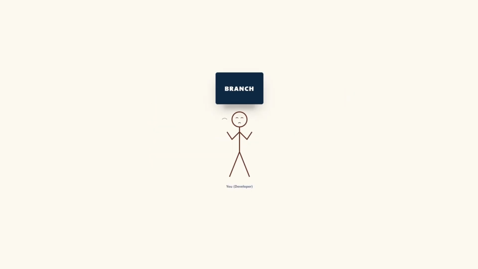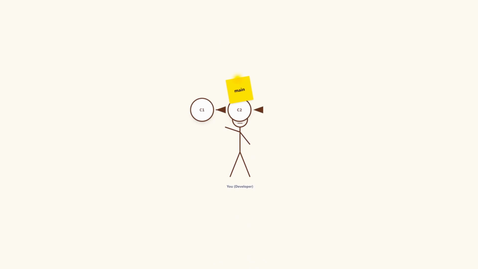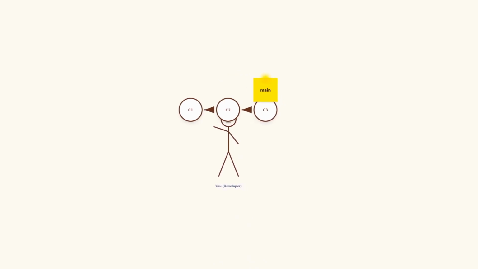Now, how do we move around this graph? Branches. Most people think branches are heavy copies of code. That's wrong. A branch is just a pointer, a tiny sticky note that stores one thing, the hash of a commit. Branches don't contain commits. They point to them. When you make a new commit on a branch, Git creates the commit pointing back to the previous one, and then moves the branch pointer forward. That's it. This is why creating a branch is instant. Nothing is copied. You're just moving a sticky note.